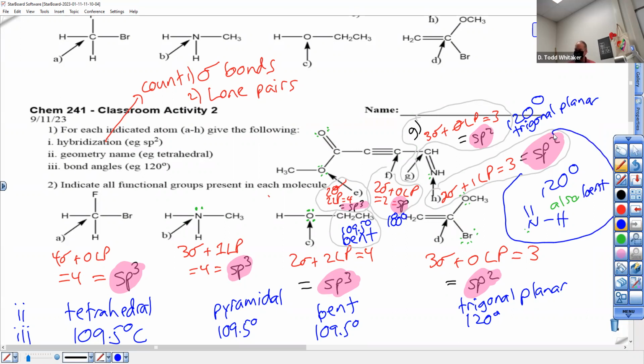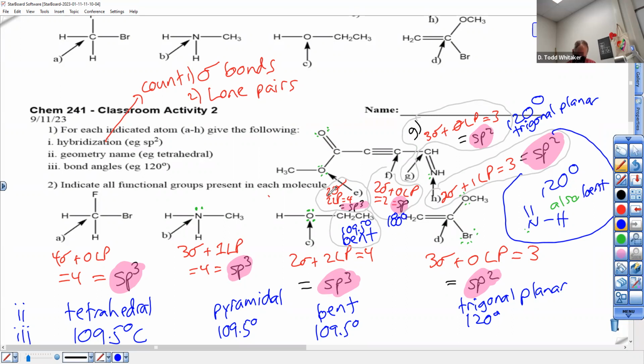It's just a bent with a different angle, right? Because it's sp2 with 2 sigmas and a lone pair, as opposed to sp3 with 2 sigmas and 2 lone pairs. The angle just shrinks because there's more things around the oxygen than there is the nitrogen.